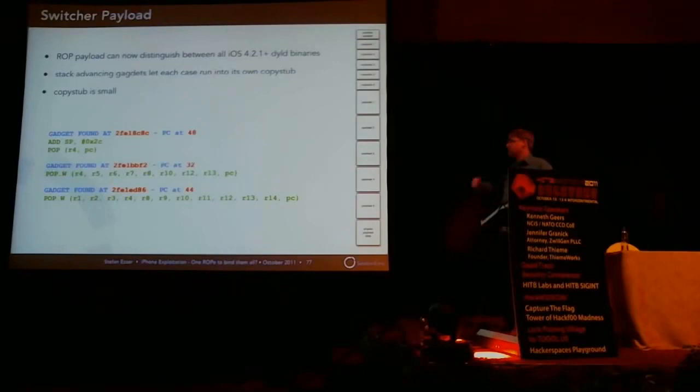So we just return to a gadget that will move the stack pointer around so that we end up in the right copy stub. And when we ask baby ARM to find something like this, we will find, for example, these gadgets that move the stack pointer by 48, 32, and 44 bytes. And this is actually good enough because our copy stub will be very, very small. Our copy stub will be 40 bytes.